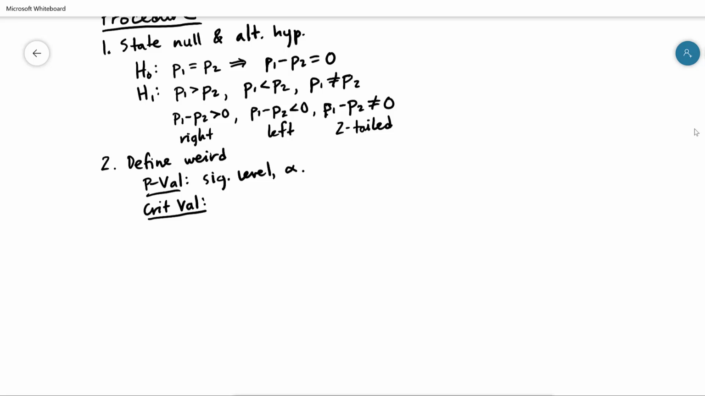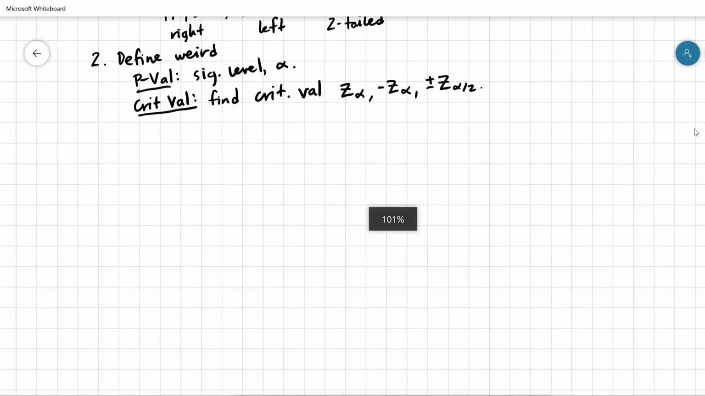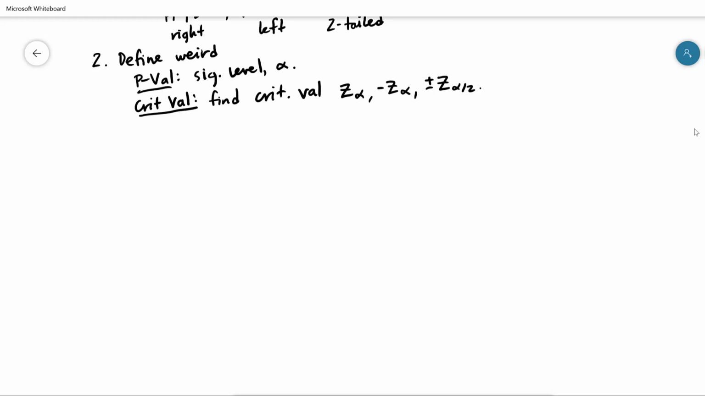So we need to find the critical value, which is either, in this case, z sub alpha, negative z sub alpha, or plus or minus z sub alpha over 2. There's all of our different cases for the given value of alpha. But again, it's a z-score when we're dealing with population proportions. So the only time we'll ever use a t-score, again, is when we're dealing with S. If S shows up in the problem, that's when we use a t-score. S and t go together.